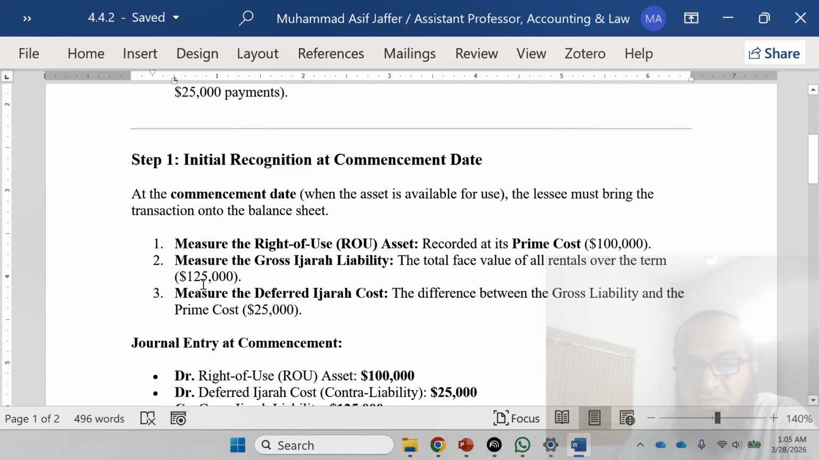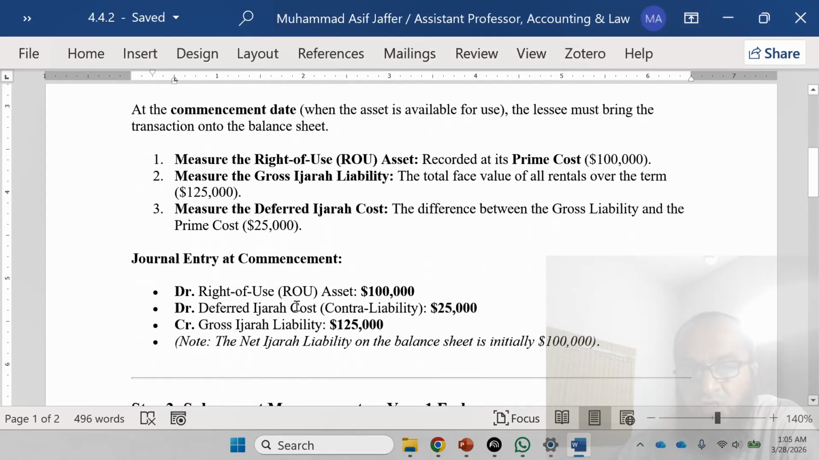So the right of use asset has been recorded at the prime cost, 100,000. The gross Ijara liability is 125,000. So the deferred Ijara cost is this minus this, which is 25,000, which is a contra liability account. So how do we record it in accounting terms? Asset increased by 100,000. Gross liability increased by 125,000, and a contra liability, which is on the debit side, a liability decreased by 25,000, which is the deferred Ijara cost. So this is at the time of recognition. Now we shall see how we account for subsequent measurement in respect of the asset as well as the liability.